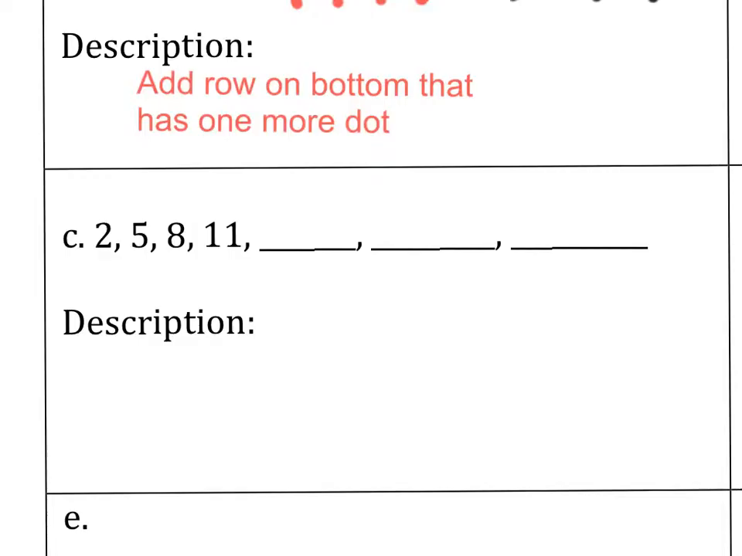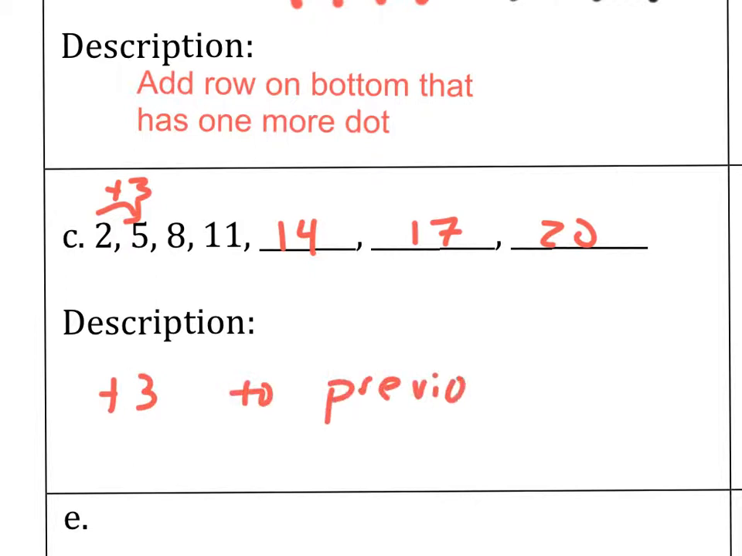All right, good. So each time we just add 3 every time. So 14, 17, 20. So add 3 to the previous term. By the way, each one of these is called a term. This is the first term, that's the second term, the third term, the fourth term, fifth term, when you have a sequence like this.